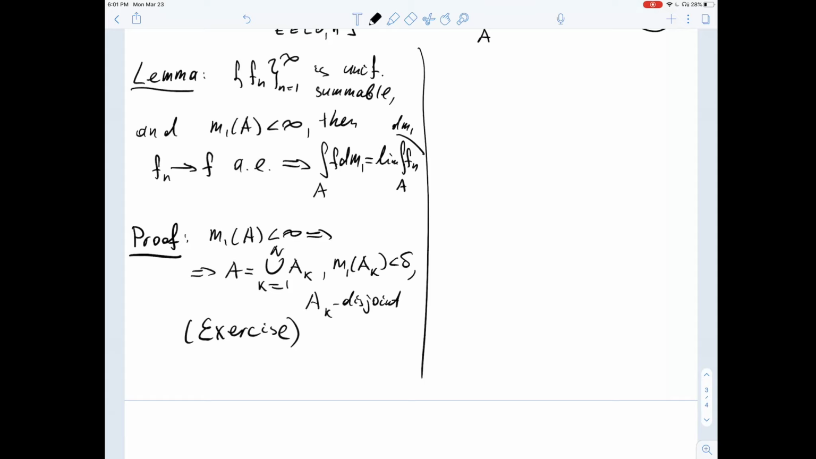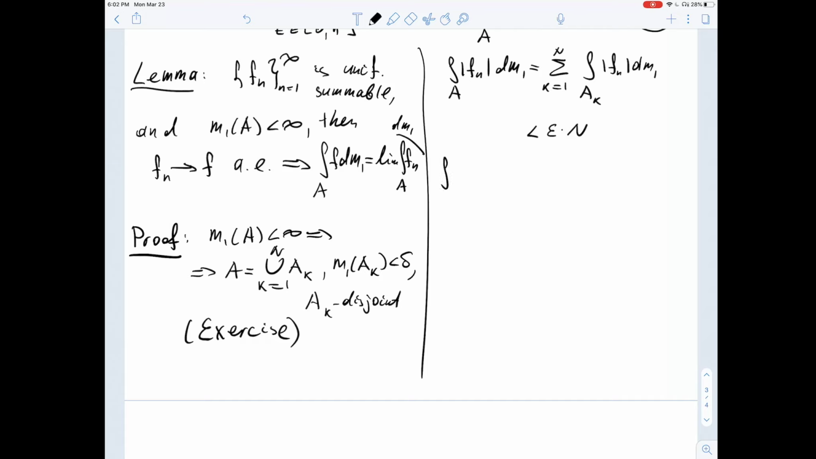Okay, what do we know then? We know that the integral of Fn over A is equal to the sum of integrals over AK, and measure of AK is less than delta, so integral of Fn over AK is less than epsilon, so this is less than epsilon times n. And n is finite, that's my only concern.